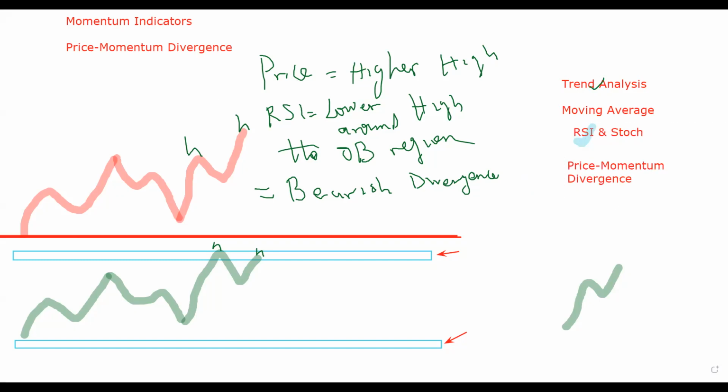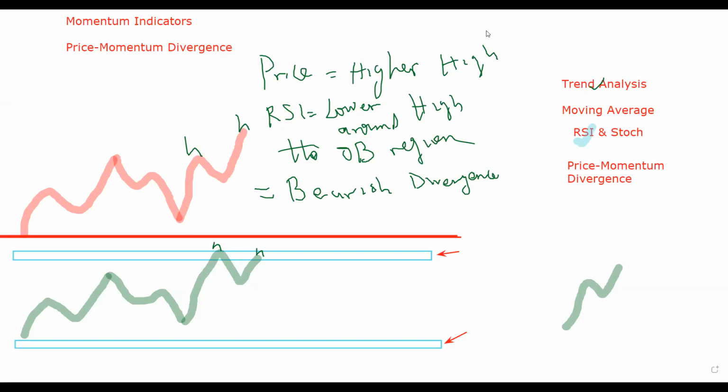All right. So let me take it again. Price gives us a higher high. As price is going up, at some point it gives us a higher high. But instead of the momentum giving us a higher high, it now gives us a lower high. So that means this one is up like this.